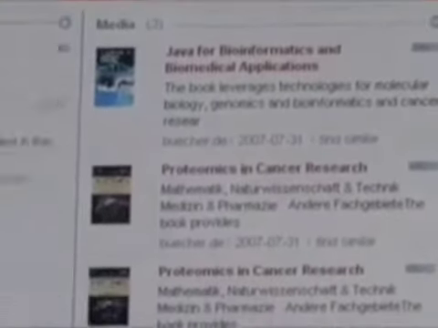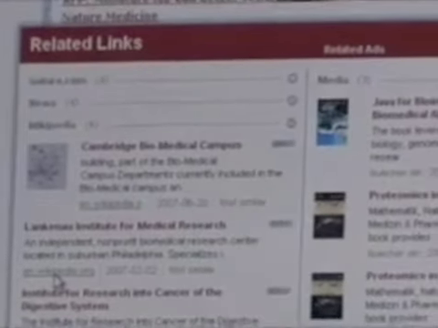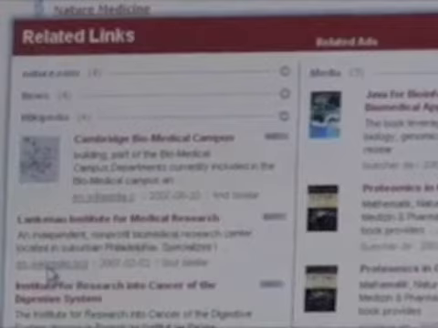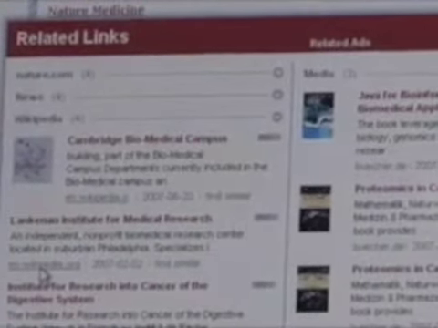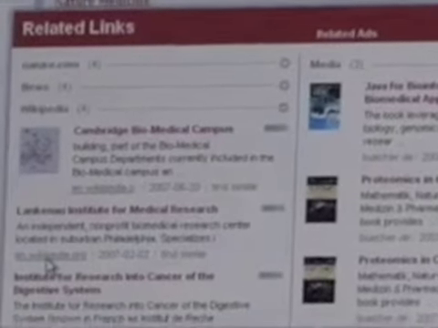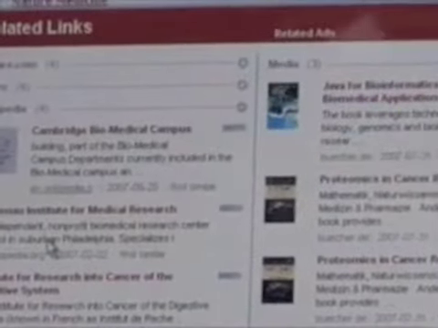I can expand this category, and it will tell me that this specific article behind that link covers things about biomedical campus, something about the Lankenau Institute for Medical Research, Institute for Research into Cancer and Digestive Systems, etc. Okay. So this is, go on a picture. That's our technology, taking the query of one URL and returning results from our index into this interface. We search with URLs. We search with a backing page.